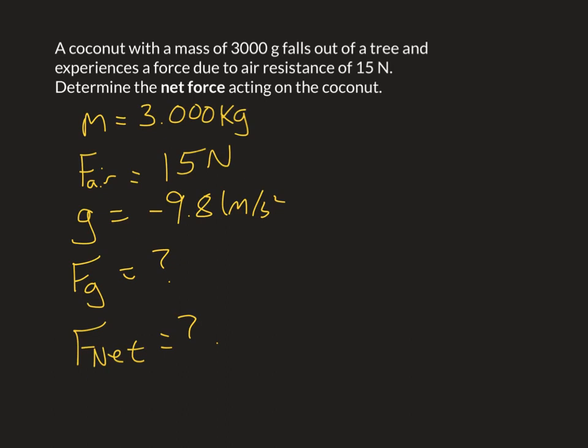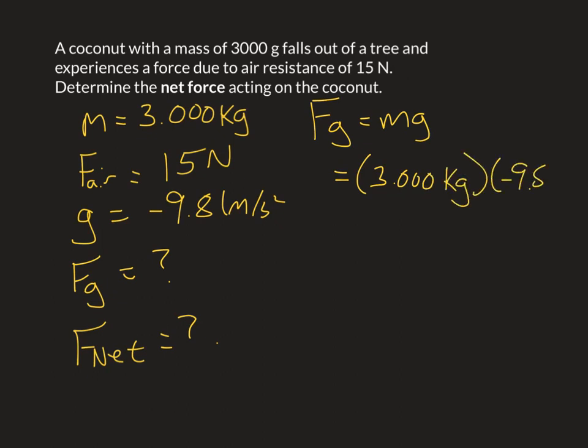And then once we know that, we're going to add our two forces together to figure out the net force. All right, so our first step here is to find the force of gravity. So we're going to use our Fg is equal to mass times gravity formula. Okay, so that's going to be equal to 3.000 kilograms times negative 9.81 meters per second squared.